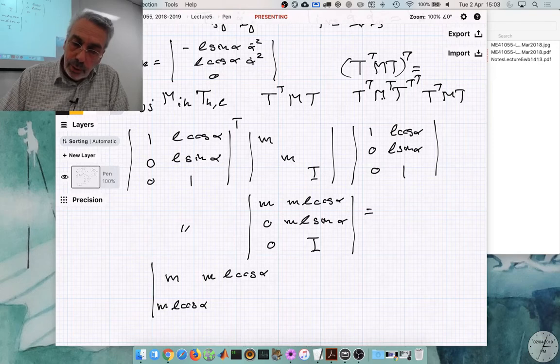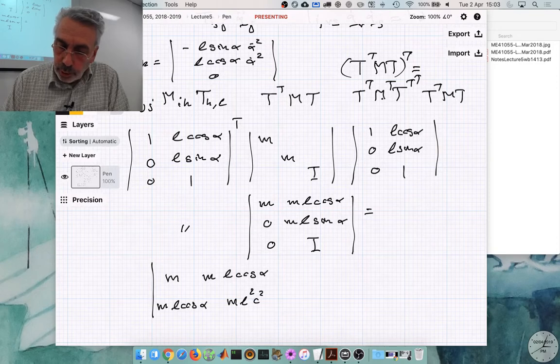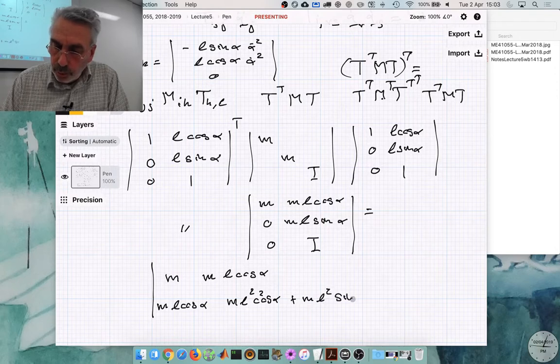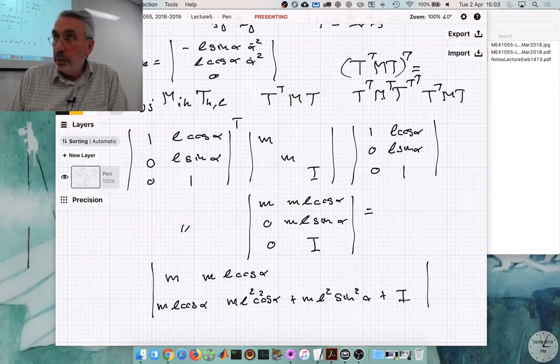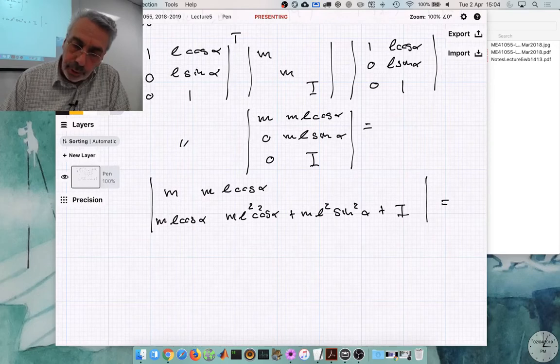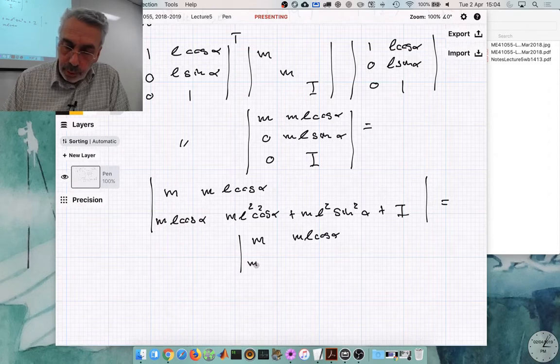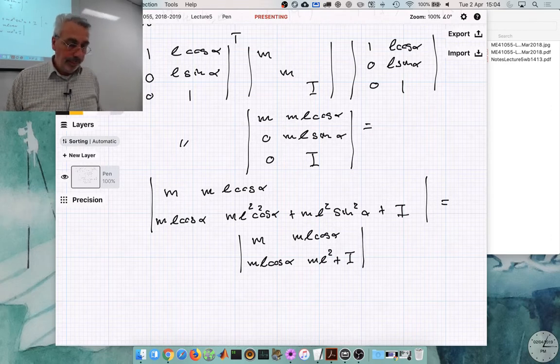Now the last one is this. Ooh, so that is m l squared cosine squared alpha plus m l squared sine squared alpha, so this and then plus I. Well, everybody knows that cosine squared and sine squared is 1. So finally our answer is ml cosine alpha, ml cosine alpha, and here m l squared plus I. So that's our mass matrix.